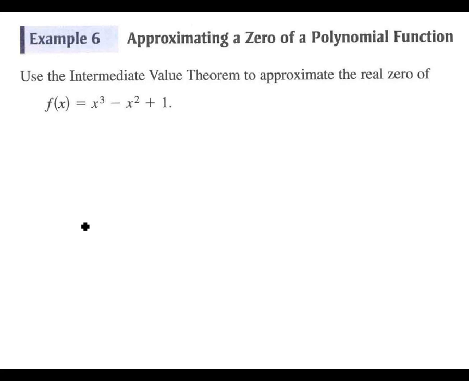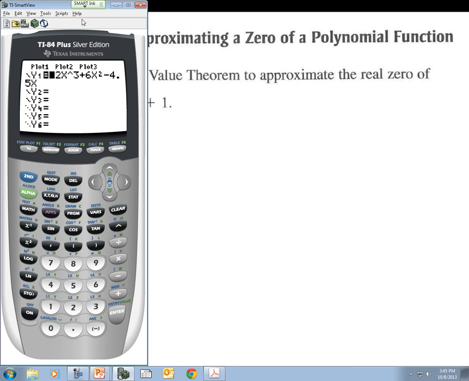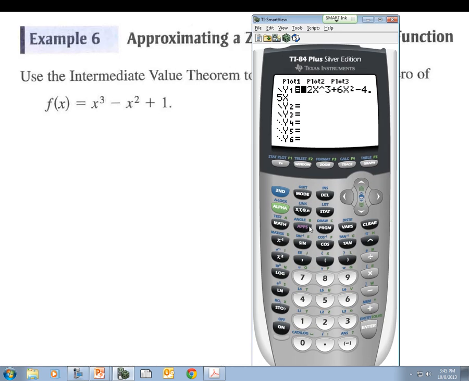All right, so we're going to use that to approximate the real 0 of this. And we're going to use our graphing calculator for these problems. So we're going to go back in here to the y equals and clear it up and go x cubed minus x squared plus 1. And on these, we're going to go to the table. So I'm going to do my table set first, and I'm going to start with something negative and count by ones. And then let's go to the table and see what happens.